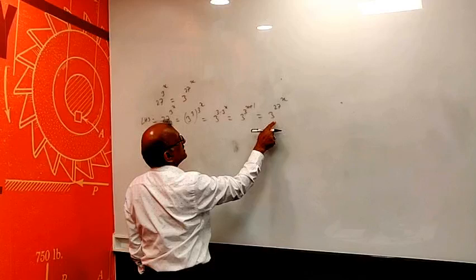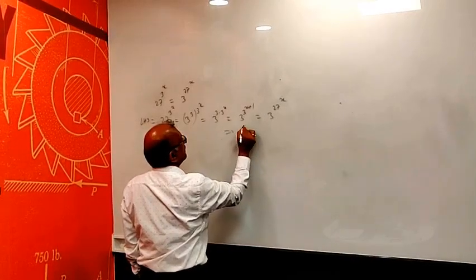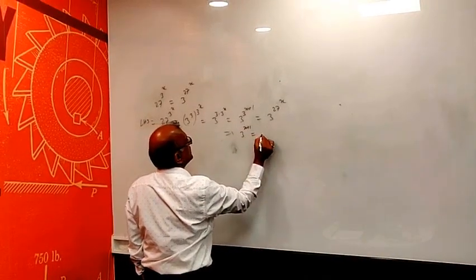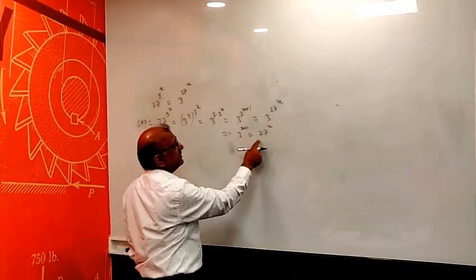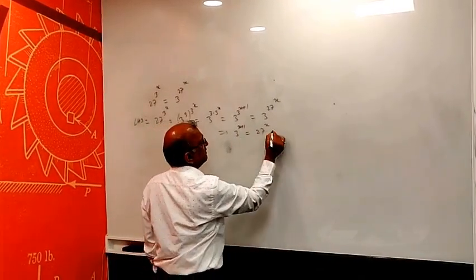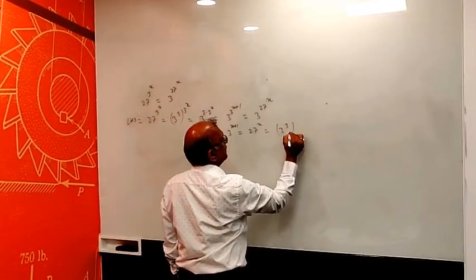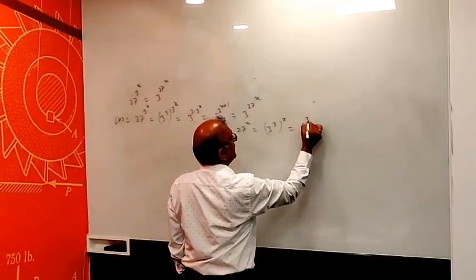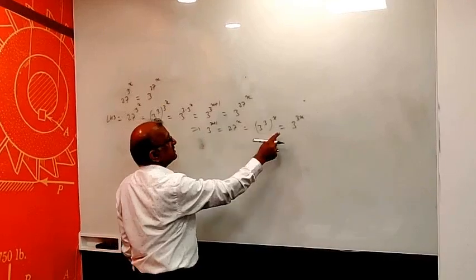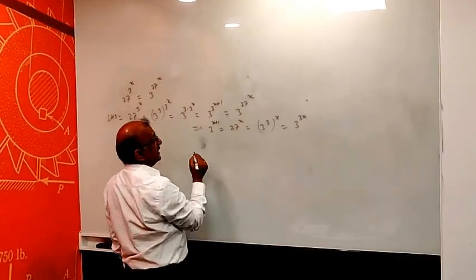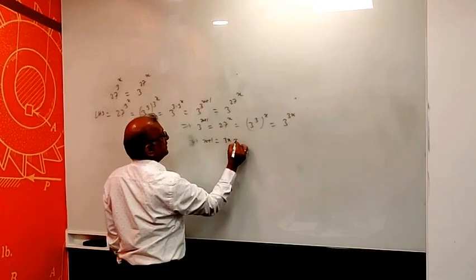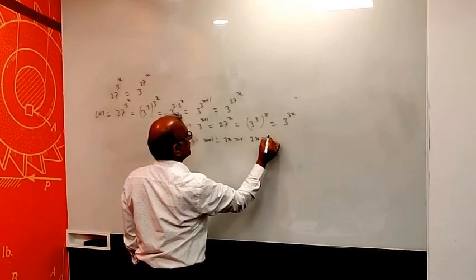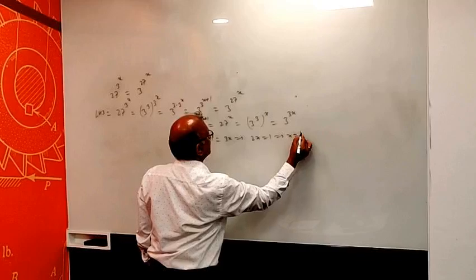Since these two bases are the same, we can say 3 raised to power x plus 1 equals 27 raised to power x. Now since this base is 3, we need to convert this 27 into base 3. It is equal to 3 raised to power 3 whole raised to power x, which is equal to 3 raised to power 3x. And now since both the bases are the same, we can compare the exponents. This implies x plus 1 equals 3x, which implies twice x is equal to 1, which implies x is equal to 1 by 2.